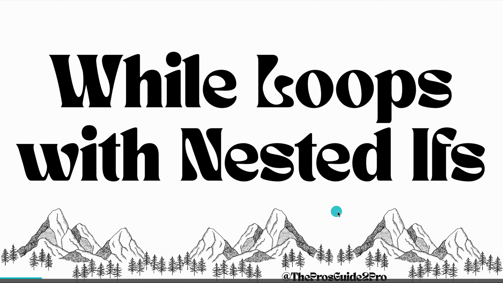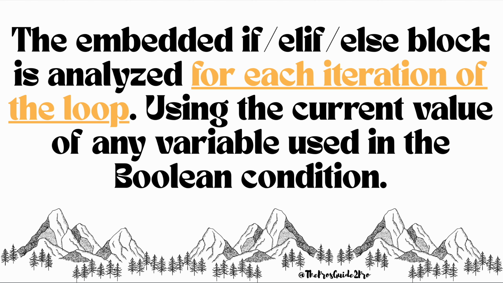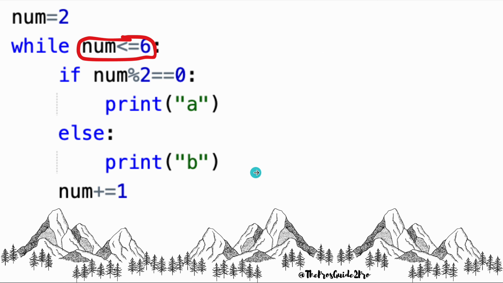Hey guys, today we're going to be talking about while loops with nested if statements. Let's get started. So how do they work? The embedded if, elif, else block is analyzed for each iteration of the loop. So let's look at an example.